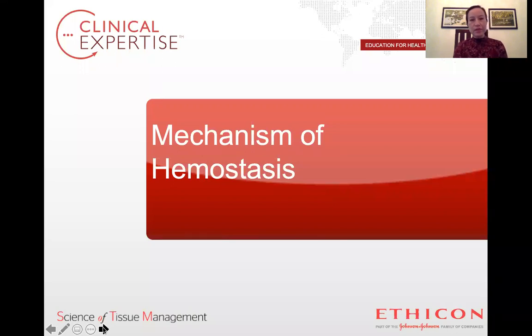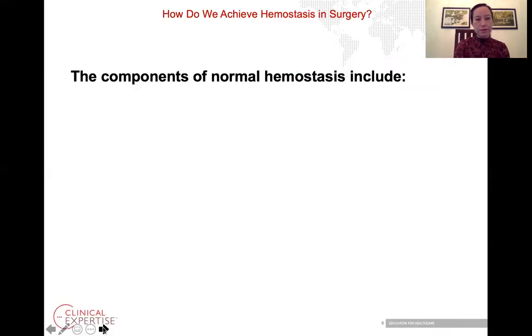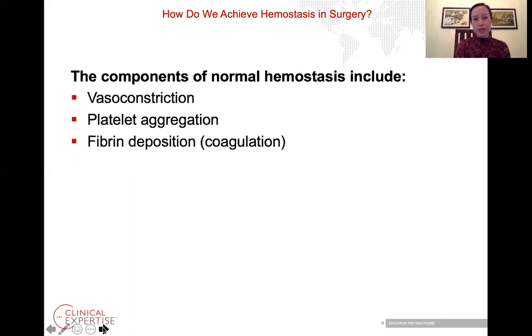To understand this further, let's look at the mechanism of hemostasis. Hemostasis is achieved through three processes: vasoconstriction, which is the shrinkage of vessels; platelet aggregation, which is the formation of a hemostatic plug; and coagulation, in which fibrinogen is transformed into polymerized fibrin, i.e. a clot. This process could take several minutes.